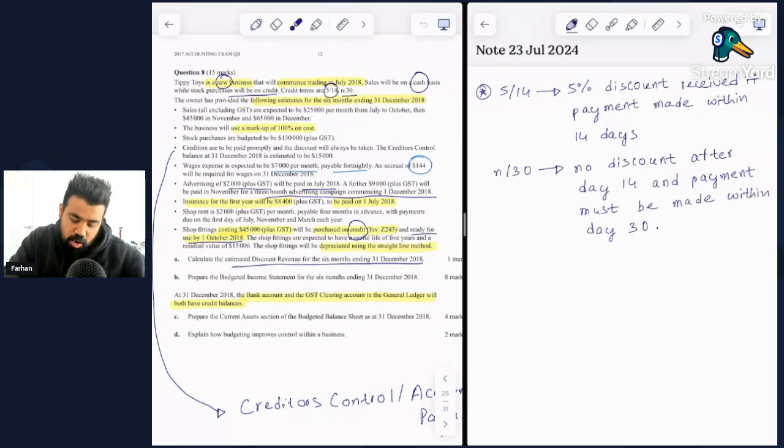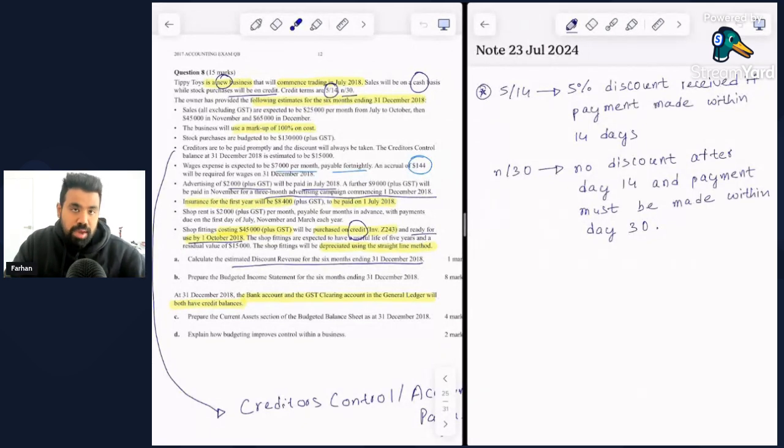TP Toys is a new business that will commence trading in July 2018. All sales will be on a cash basis, while all purchases of inventory will be on credit. Credit terms are 5/14, n/30. So we're working with a business that just started trading in July 2018. All sales with customers will be for cash, and all purchases of inventory will be on a credit basis. The credit terms are 5/14, n/30.